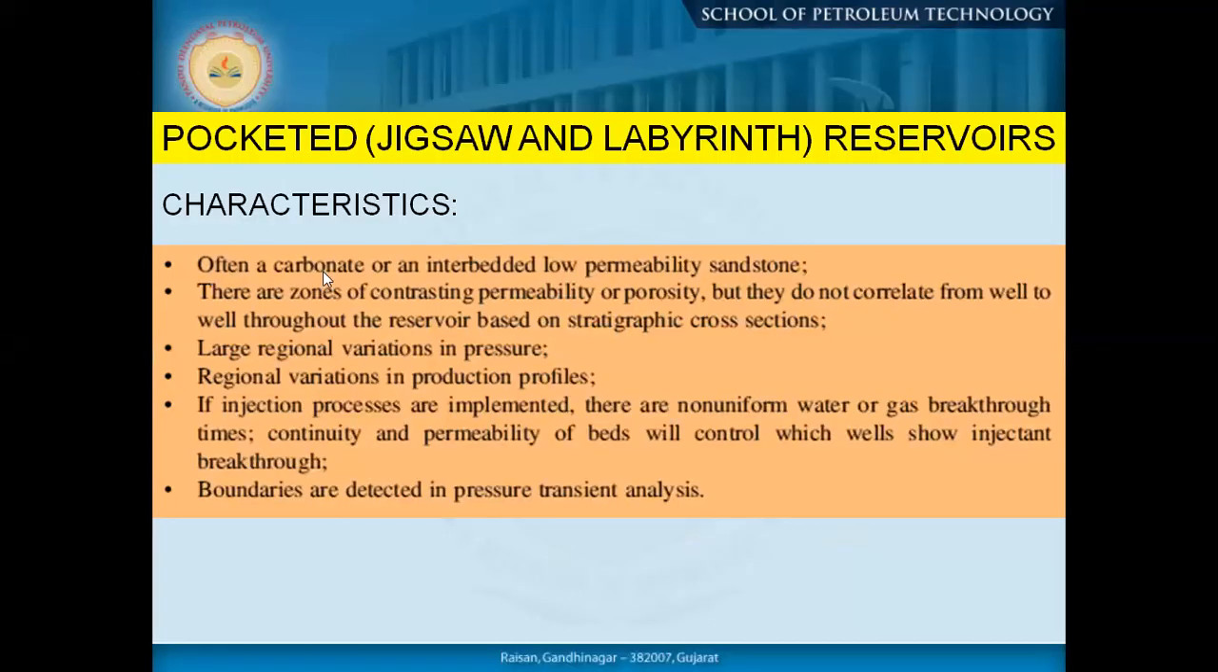So I'll move a little quickly for this. Okay, so that means what? Open carbonate or an intermediate low permeability sandstone, there are zones. Whatever is written there is nothing but, if your reservoir has a specific type, how do you understand it? So regional variation in production profile, if injection processes are implemented, there are uniform ones. That is what the production profile should be, or what the feature should be once you encounter this sort of reservoir.